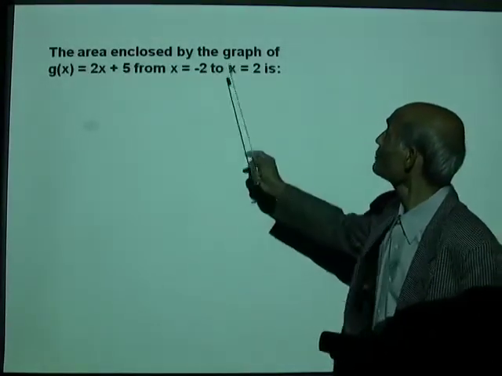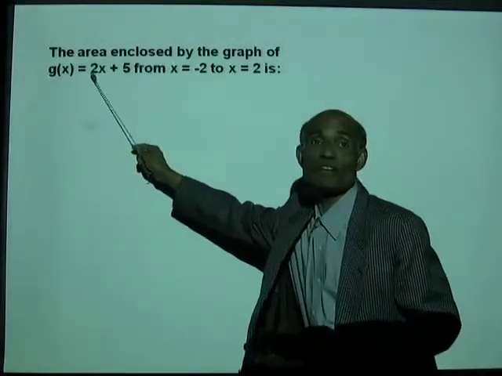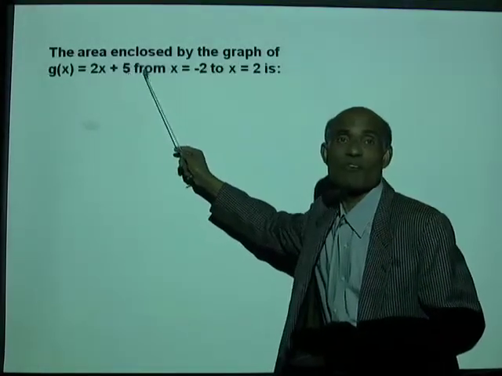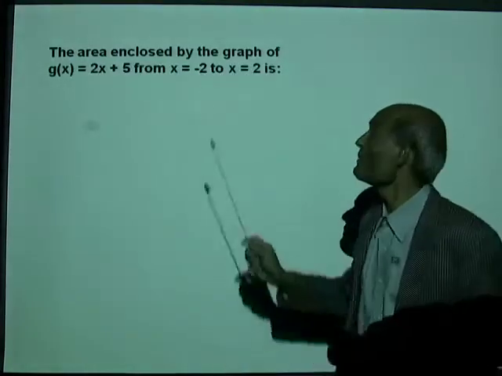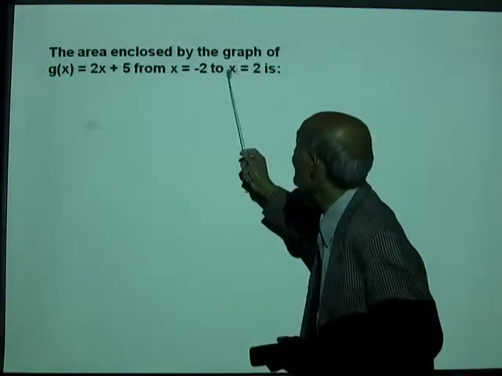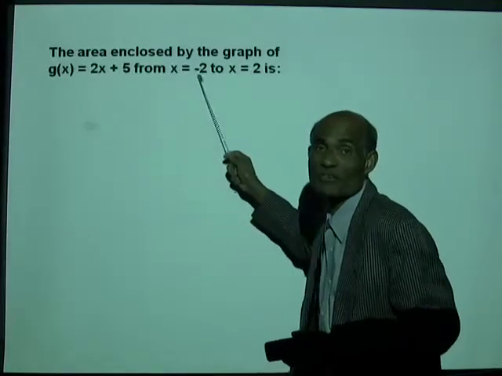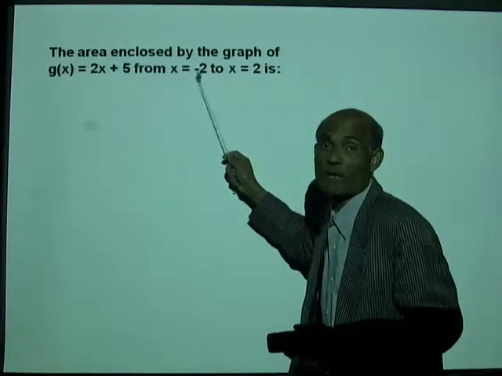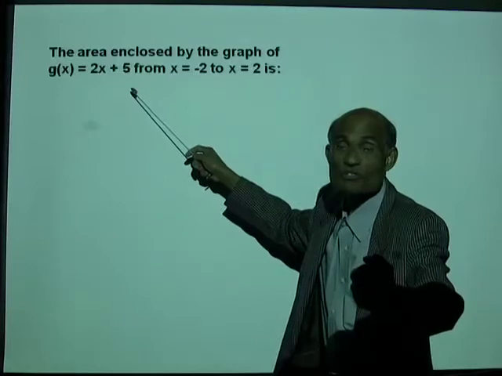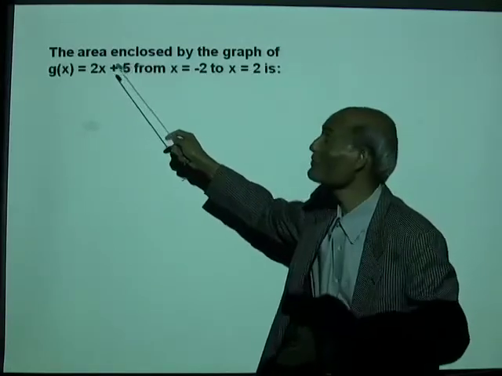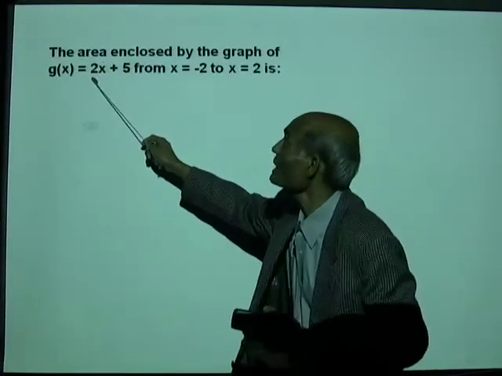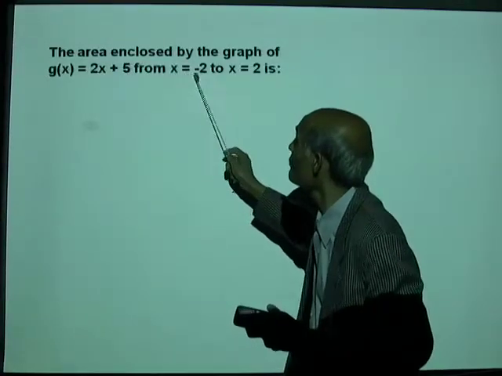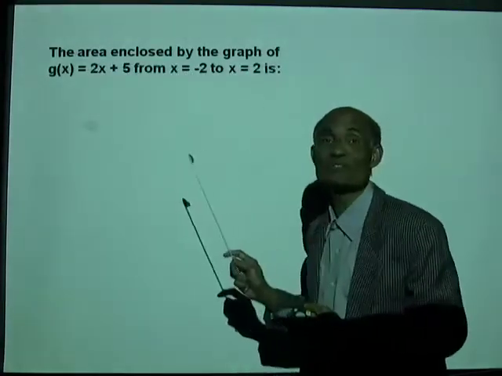The area enclosed by the graph of g of x equal to 2x plus 5 from x equal to -2 to x equal to 2. Can you write this as a definite integral? Now this is one of the functions we just talked about earlier. G of x equal to 2x plus 5. Now what is the area enclosed by this from x equal to -2 to x equal to 2?